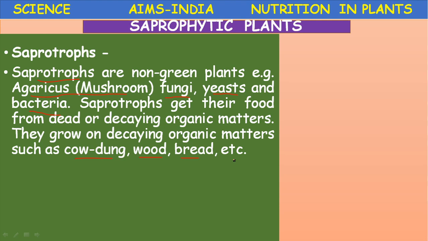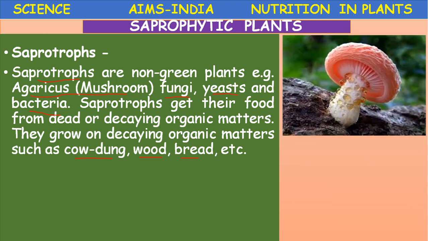Okay, what are saprotrophs means? They are non-green plants. Example: fungi. In the fungi, like mushrooms, yeast, and bacteria. Bacteria is another organism, unicellular. So these saprotrophs get their food by decomposing the dead organisms. These saprotrophs release certain chemical substances into the organic matter so that they convert the complex substances into simpler, and they absorb through special structures.